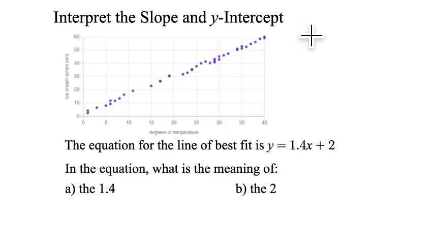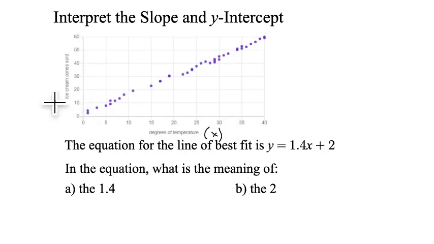Now let's take a moment to interpret the slope and the y-intercept. So in this equation here, y = 1.4x + 2. That's the equation of a line of best fit for the scatter plot. We are going to explain what the 1.4 is and what the 2 means. So let's take a look at the graph for a moment here. On the x-axis, we have degrees of temperature, or in other words, the temperature. So 25 degrees, 35 degrees, and so on.